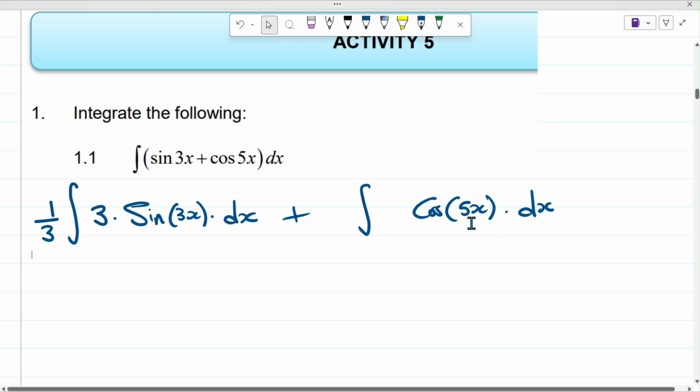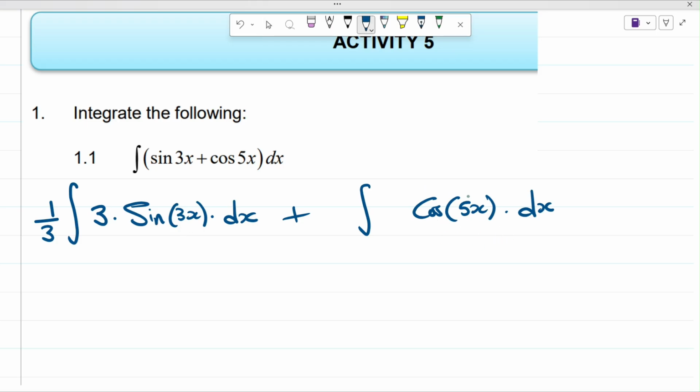And then we come to this case when we do the same thing. The derivative of 5x is 5. And then we cancel the 5 by putting 1 over 5 there.